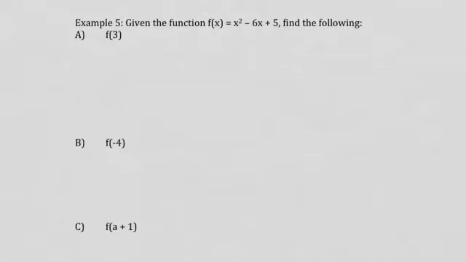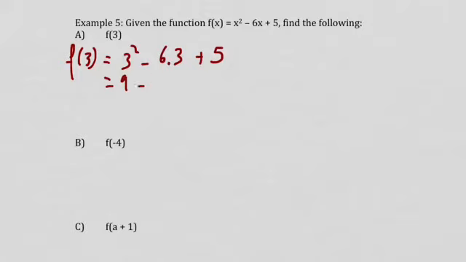The example number 5, you have to find the value of f of 3, f of minus 4, and f of a plus 1. Let's do f of 3. Well, that's pretty simple. To find f of 3, basically you substitute x by 3 in your function. So f of 3 is going to be equal to 3 squared minus 6 times 3 plus 5, which is going to be 9 minus 18 plus 5, which is going to be minus 9 plus 5. So you get f of 3 equal negative 4.